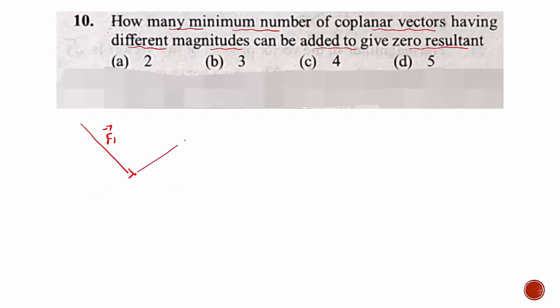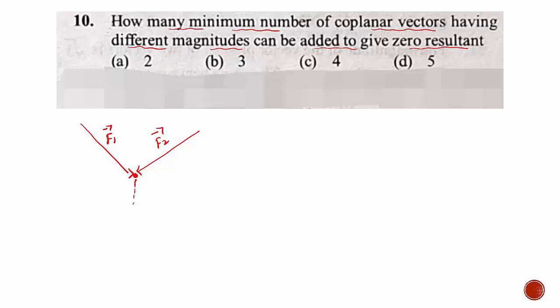Again, I am going to consider another vector in the same plane. Let us take it as F2. When I apply the two forces F1 and F2 on this particle, it starts to move. So what is the resultant? When we apply a force, the object has linear motion. But according to the question, the resultant should be 0, which means this object should not change its position.